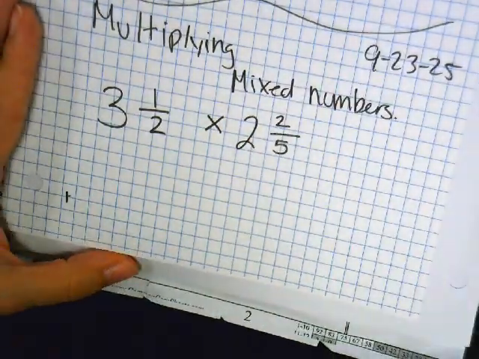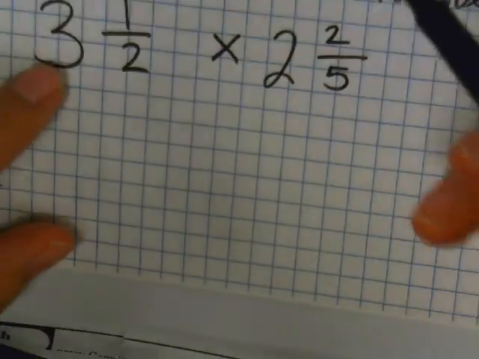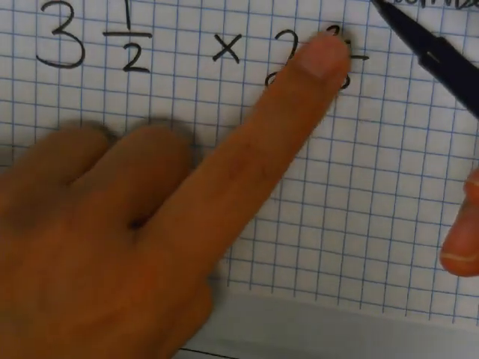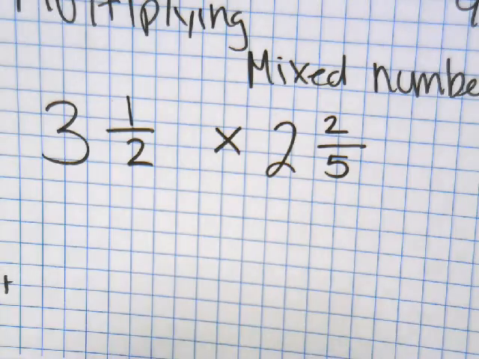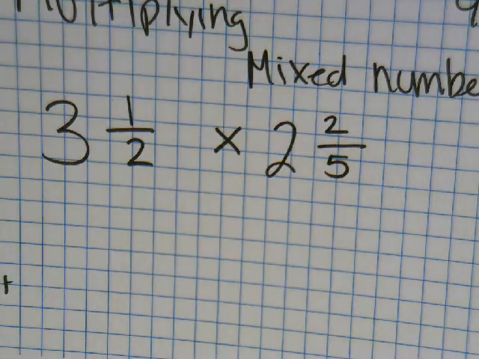Let's try this. 3 1/2 times 2 2/5. So what's the first thing I have to do when multiplying mixed numbers? What's the first thing I have to do? Kevin? Find the common denominator? No, I don't need common denominators when multiplying. It's the easiest thing that we like multiplying.